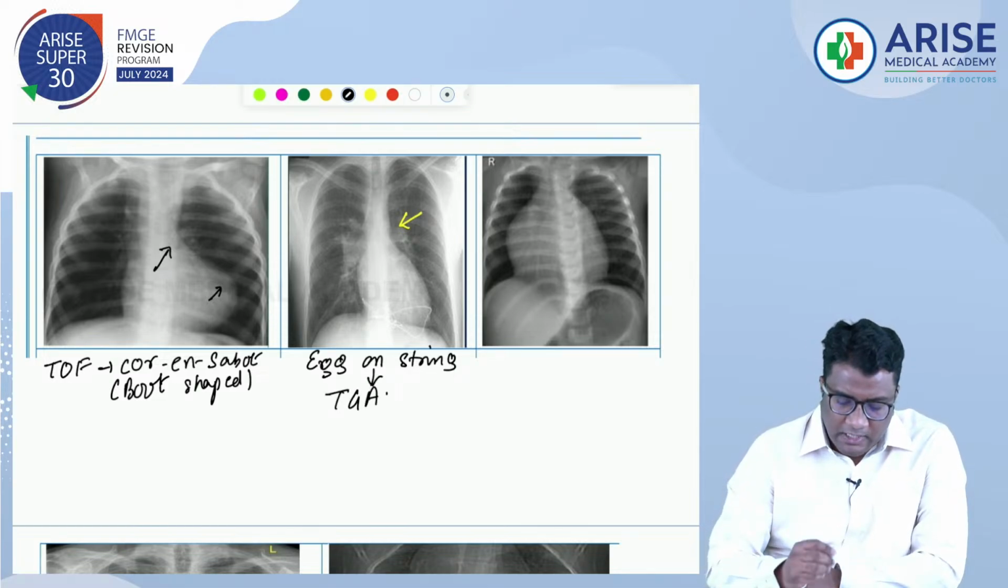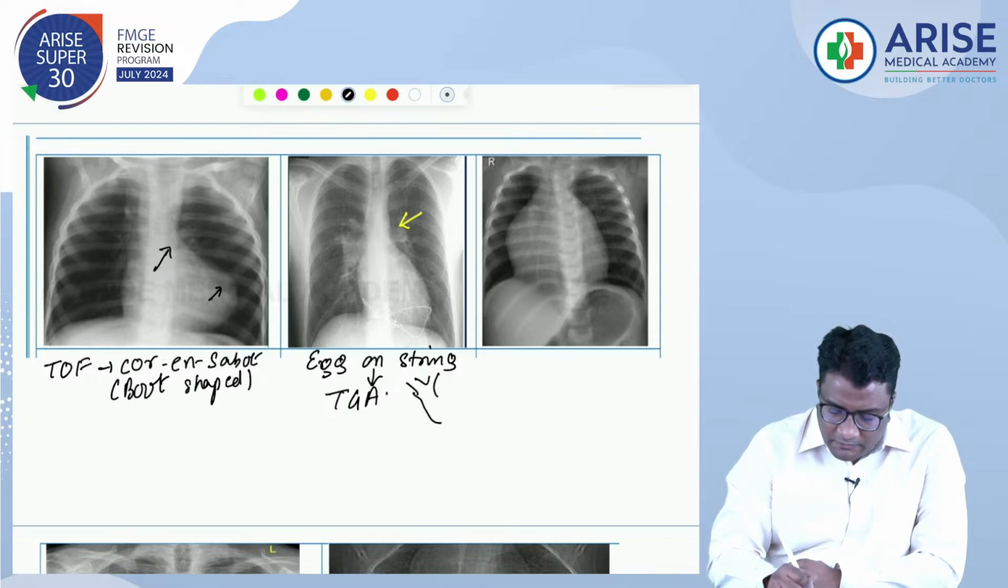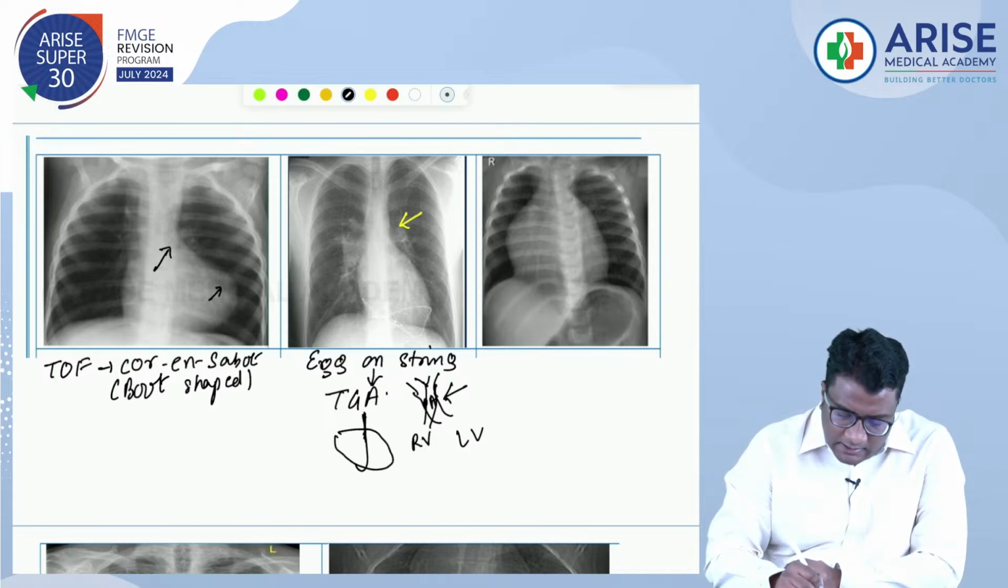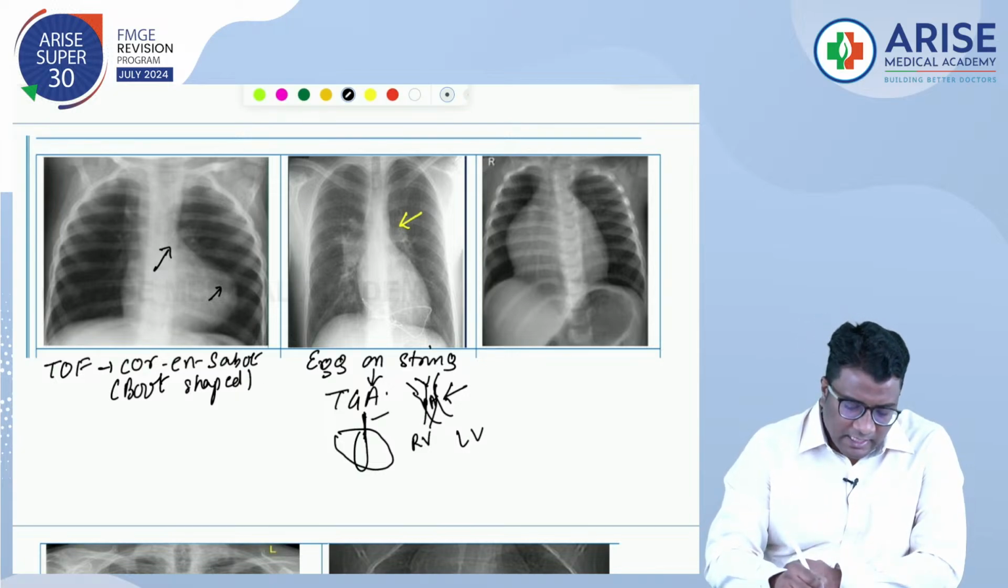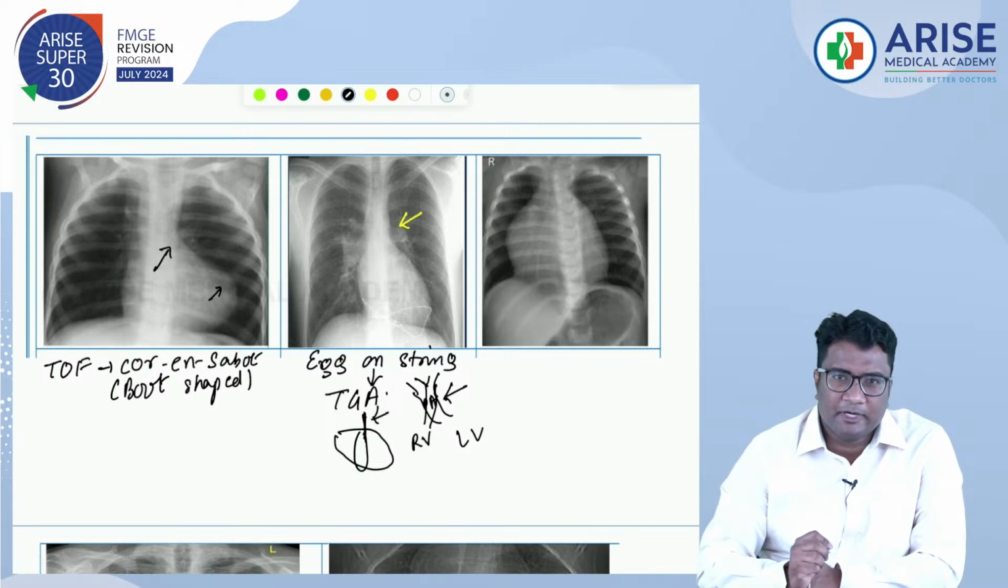Transposition of great arteries. In transposition of great arteries, the pulmonary artery comes from the left ventricle and the aorta comes anteriorly and to the right. So when you have this kind of arrangement, it appears like a narrow superior mediastinum, that is the string, and the heart appears like the egg. So that is called egg on string appearance.